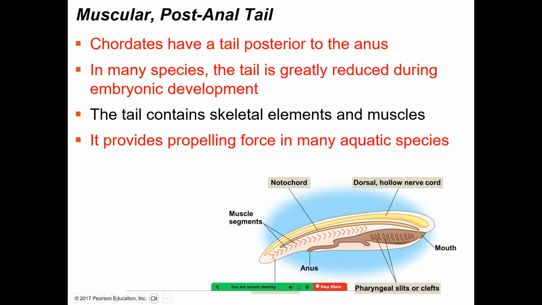So the tail often contains skeletal elements and muscles. And in aquatic species, it's really important for allowing movement, a propelling force to help them move forward.